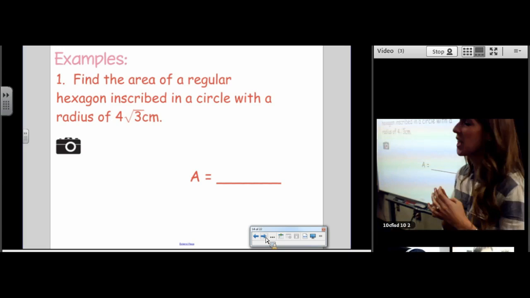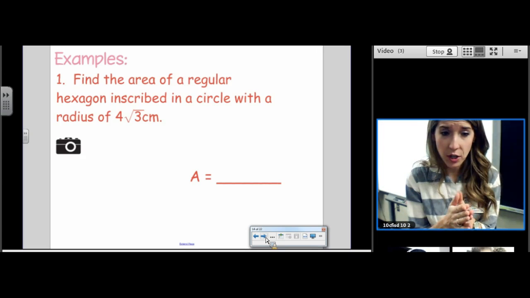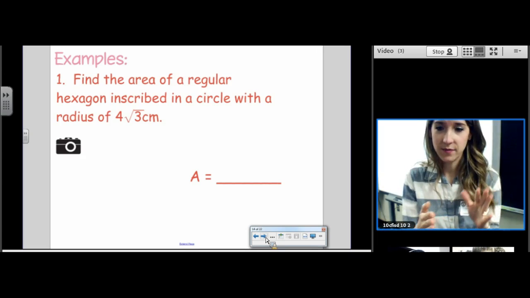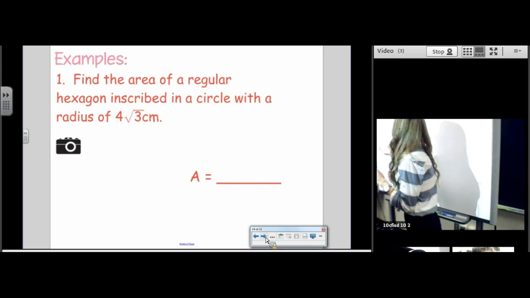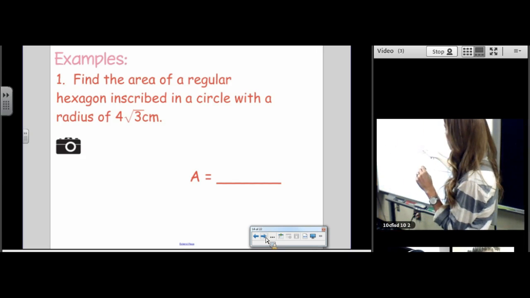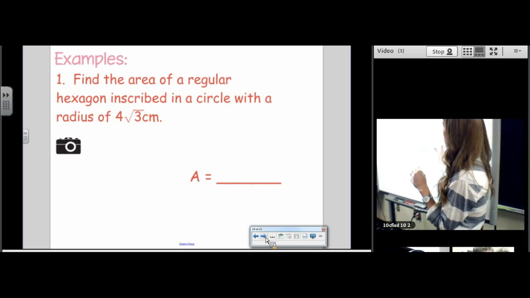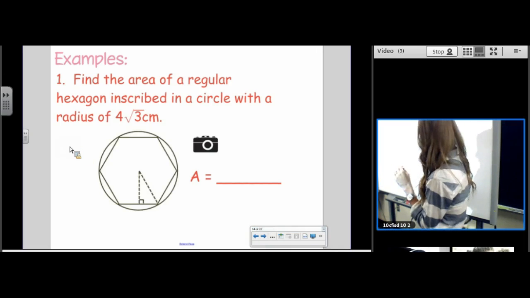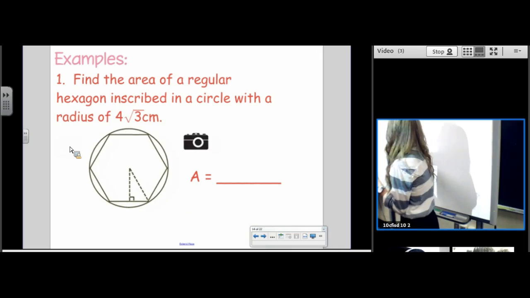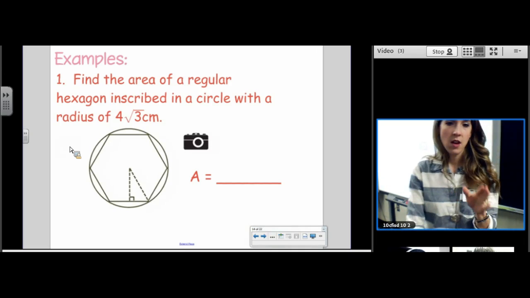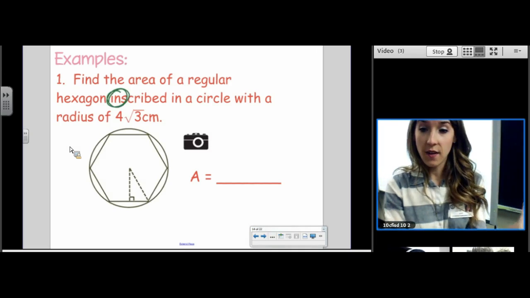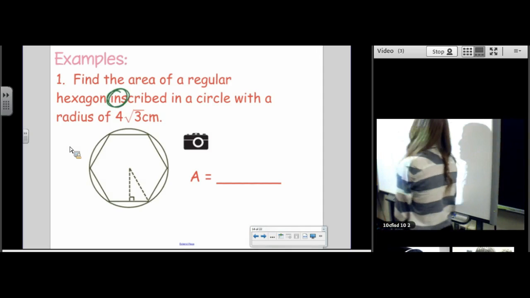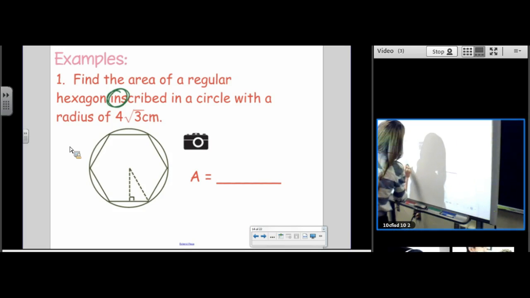Okay, hopefully I gave you enough time to draw the picture yourself. If not, press pause if you're watching this lesson. Here is what your picture should have resembled. We have a hexagon inside a circle. The circle has a radius of 4√3. So this right here is 4√3.